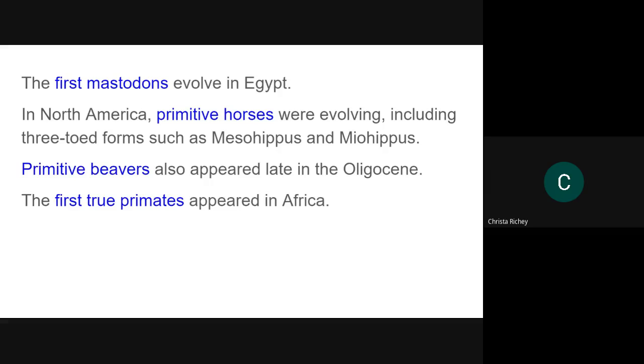The first true primates are in Africa. Once again, human beings, not yet, but they came out of Africa too. Your modern dogs, cats, pigs, and your toothed whales are all happening by the end of this period.